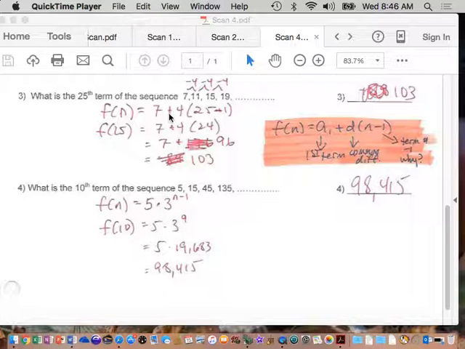First term is 7, common difference is 4, 25 minus 1. Obviously, it works out to the same 103. Any question on this? All right.